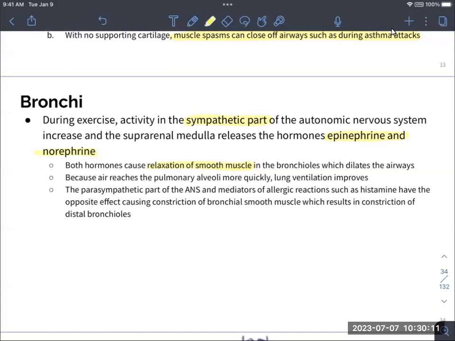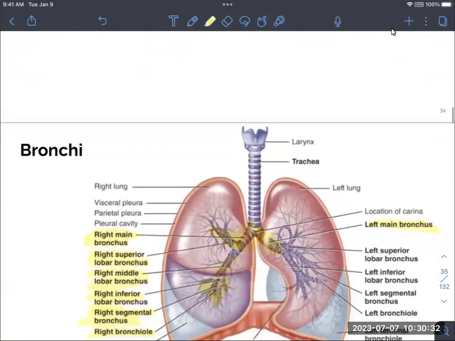That parasympathetic, and then we have mediators of allergic reactions like histamine, constrict that smooth muscle, which either makes them smaller or can even completely close them off in an asthma attack to all of those bronchioles with that smooth muscle.